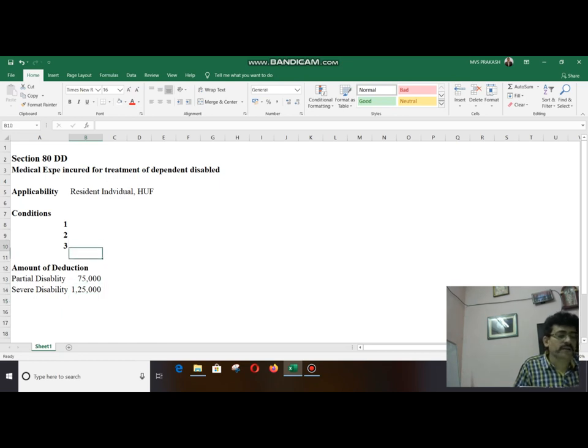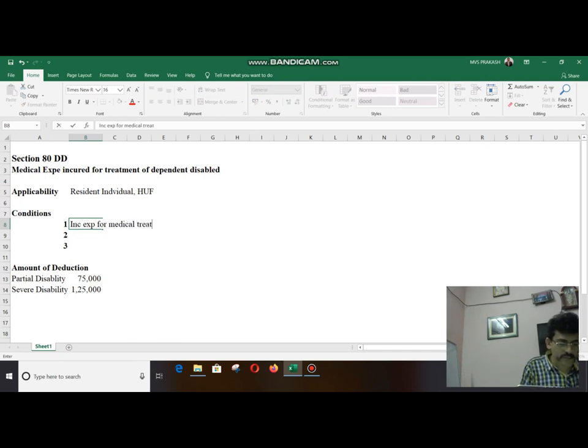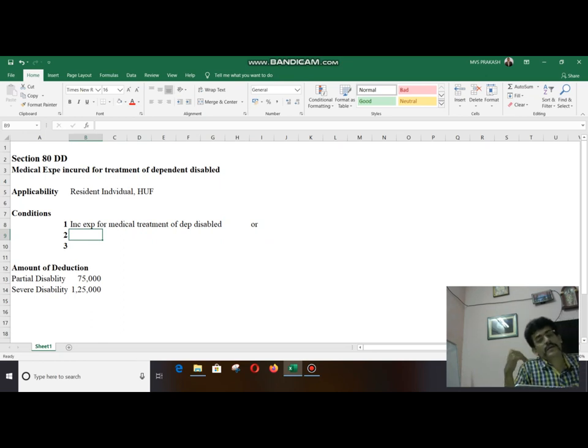Now, what are the conditions? Condition: incur expenses for medical treatment. Any person who is a resident individual or HUF incurring any sort of expenses for medical treatment of a dependent disabled can take the benefit of this section. There may be cases where the treatment may not be required immediately. The doctor says the treatment for the dependent can be done in future, not at this point of time. Then the assessee need not incur the medical expenses. Then what will he do?